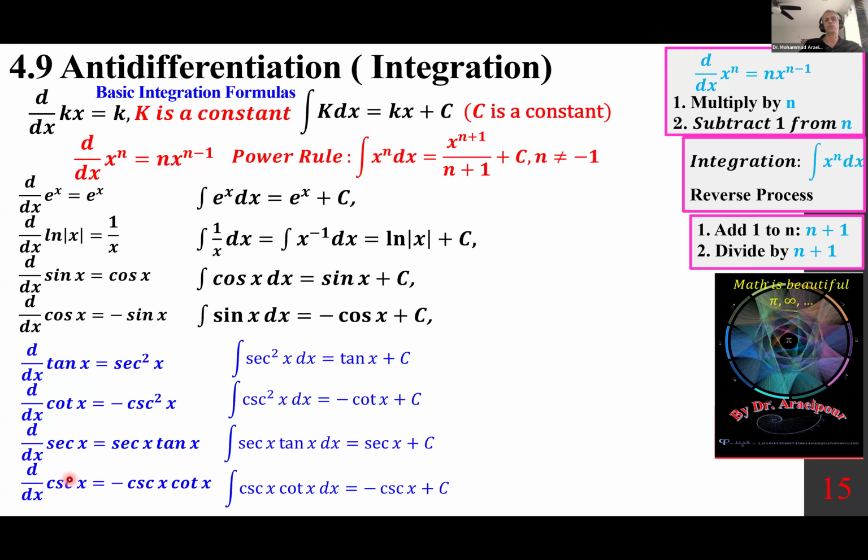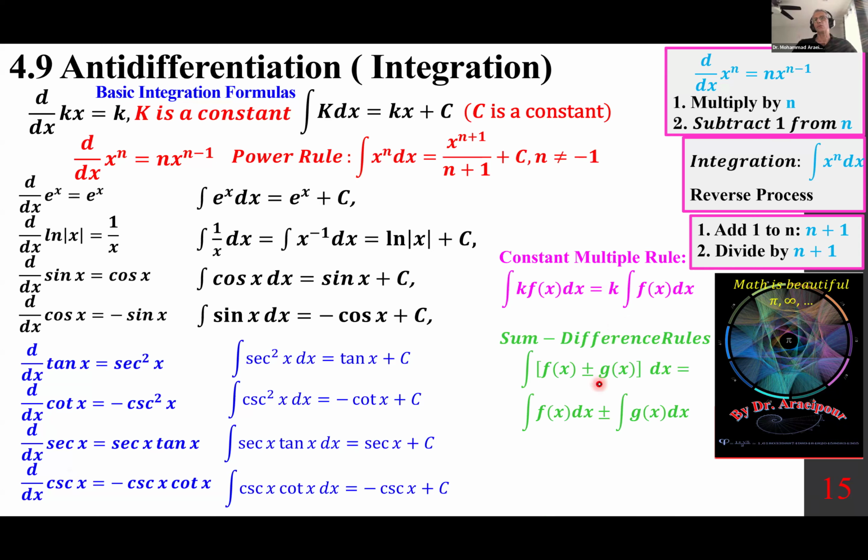Also, as far as the constant, as you recall, we do the same thing as with differentiation. If there's a constant, just keep that constant. You can put it outside the integral sign, inside makes no difference. The sum and difference rules mention the same thing again as with differentiation. You differentiate term by term. Also, you integrate in the same manner.